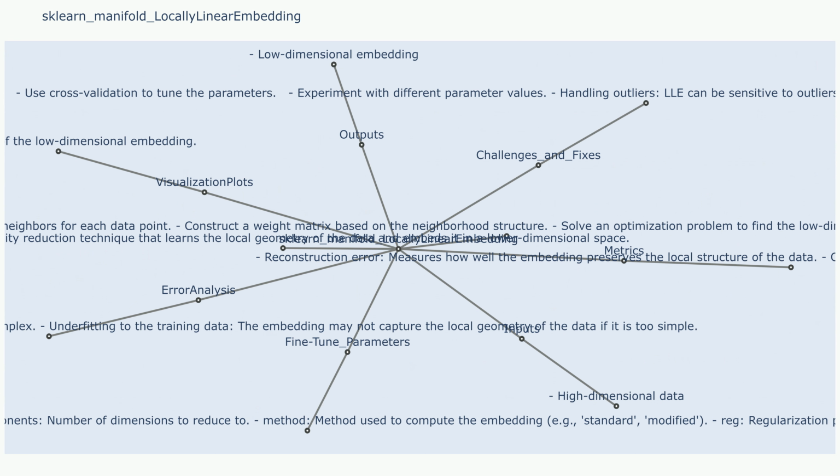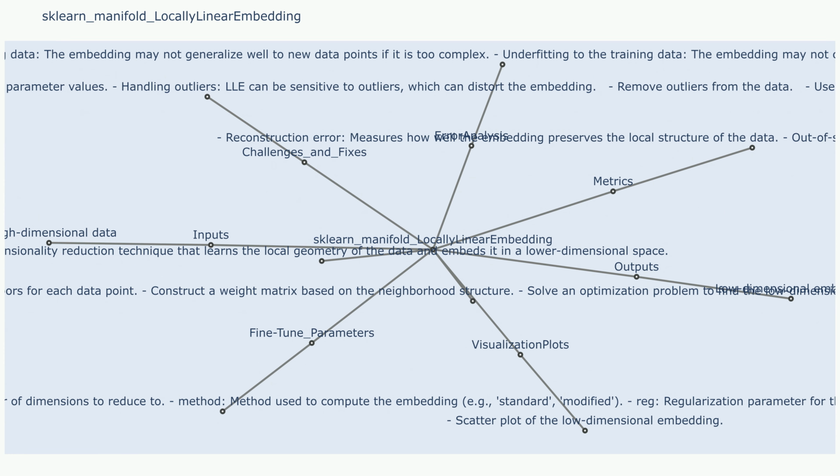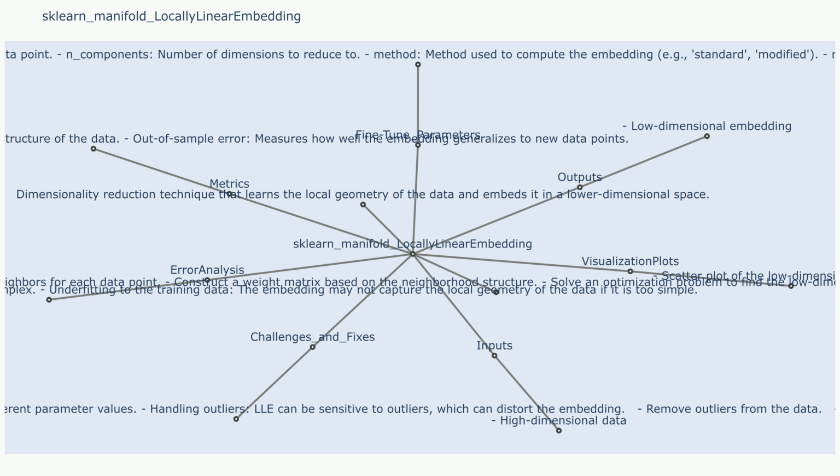Fine-tune parameters. N neighbors. Number of neighbors to consider for each data point. This influences the local neighborhood structure and the resulting embedding. Method. The method used to solve the optimization problem for finding the embedding. Common options include standard, Hessian, and modified, using the Hessian of the cost function. Eigensolver. The eigenvalue decomposition method used to find the embedding. Options include auto, dense, ARPACK, and LOBPCG.